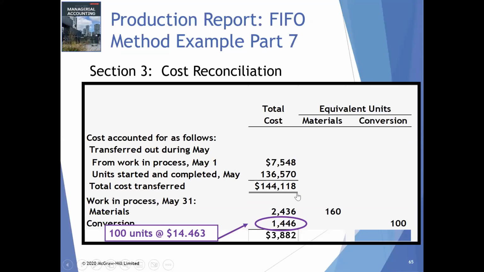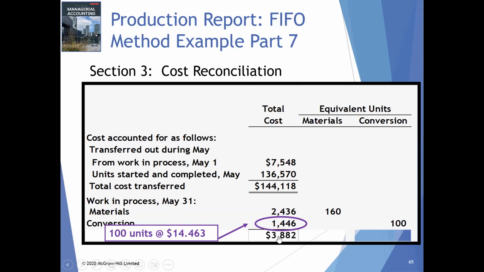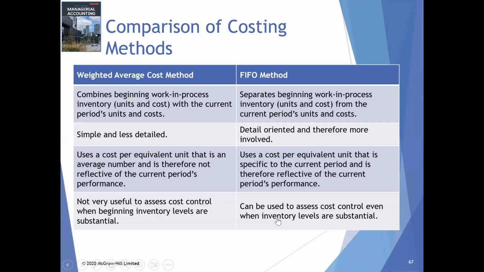If this is the total cost transferred, now look at this 160 that we have calculated for the end of the period, work in progress for the end of the period. 160 units multiply by this, then 100 units multiplied by this. Now we have here 3882 and the total will be 148,000. That is exactly the same. So reconciliation is completed.